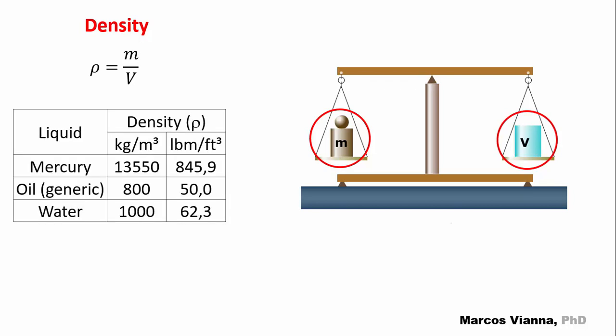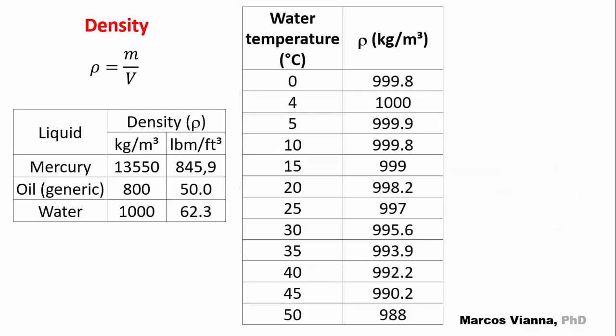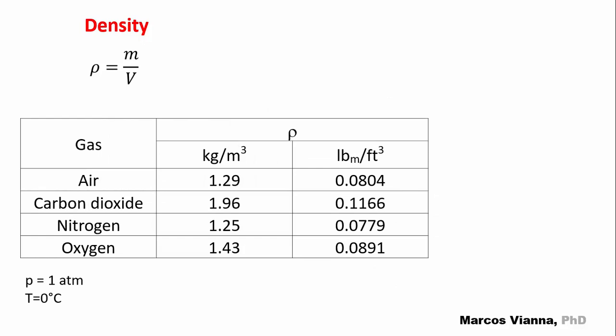Here are the densities of some fluids that are important in our professional activities, as used in practice. For liquids, temperature variation has a small importance in their density value. In this table, we can see that the water density varies only 1.2% from its maximum value at 4 degrees Celsius to its value at 50 degrees Celsius. For gases, the situation is not so simple. Their density varies a lot with pressure and temperature. We'll see this matter in other videos, especially concerning what happens in the atmosphere.